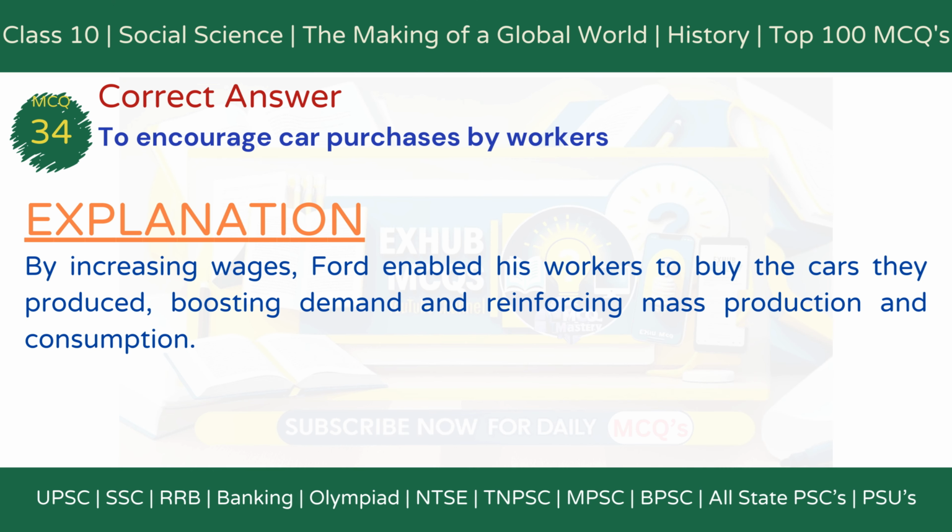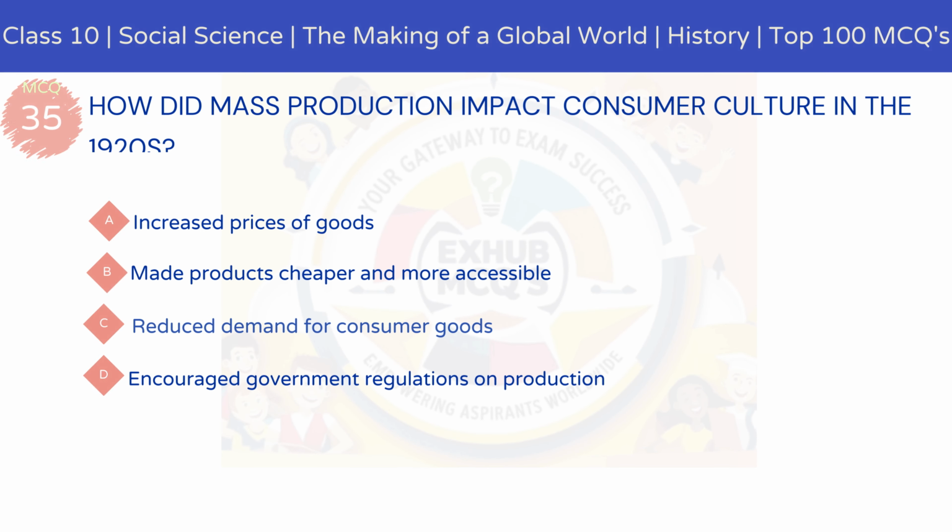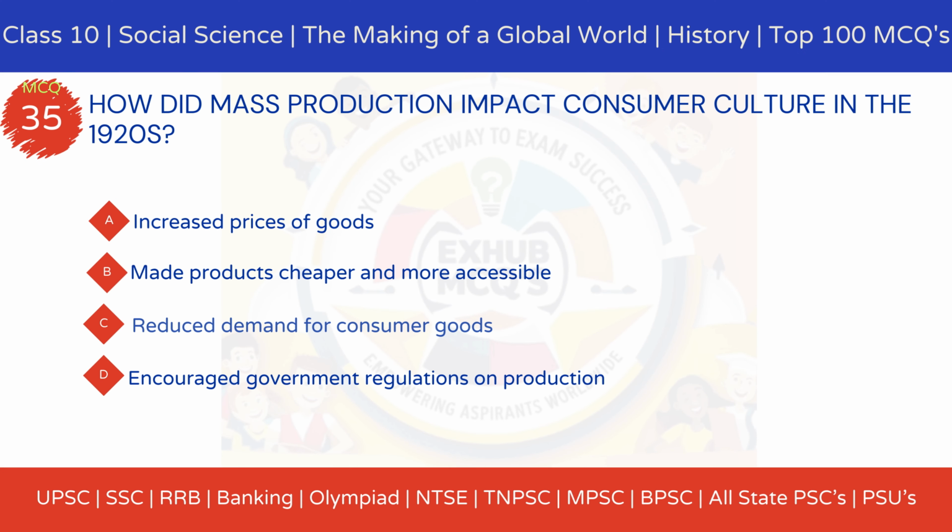The correct answer is option B. To encourage car purchases by workers. Explanation. By increasing wages, Ford enabled his workers to buy the cars they produced, boosting demand and reinforcing mass production and consumption. MCQ 35. How did mass production impact consumer culture in the 1920s?